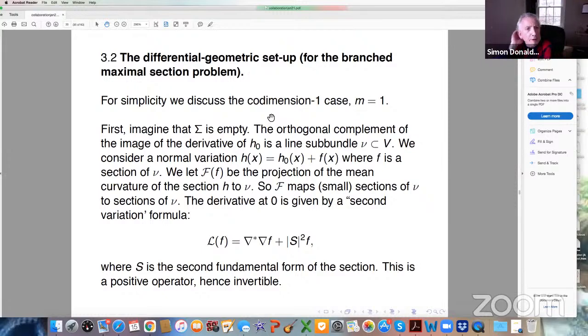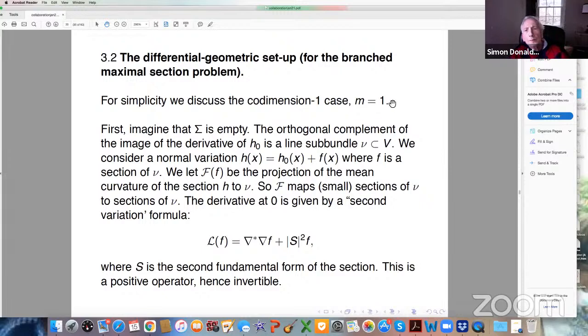So remember that the hypothesis is that the derivative of h naught, using the flat structure, should define an injection into the fiber.